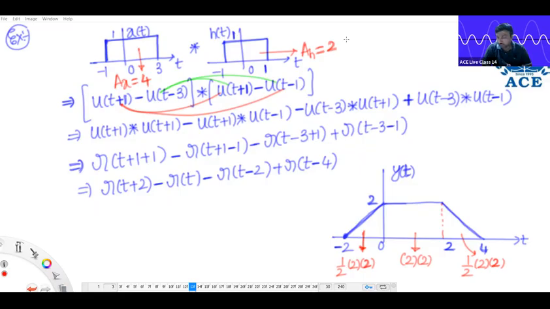First, we expressed both signals in terms of step functions. Later on, two hints: u(t) convolved with u(t) is ramp, and the other one, input shifted by alpha, system shifted by beta means overall alpha plus beta.